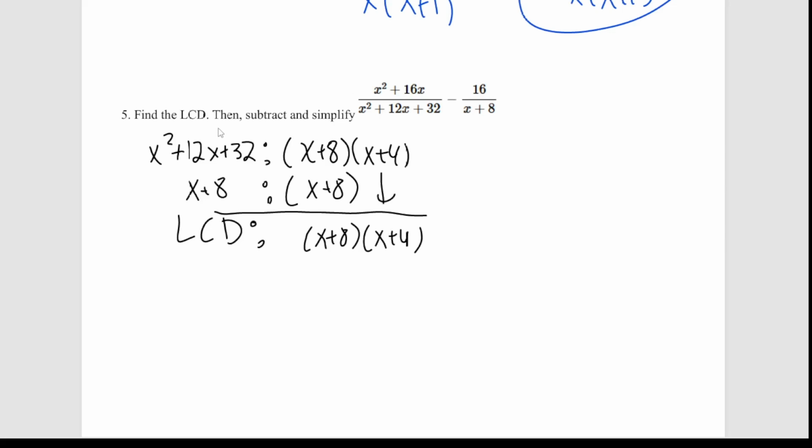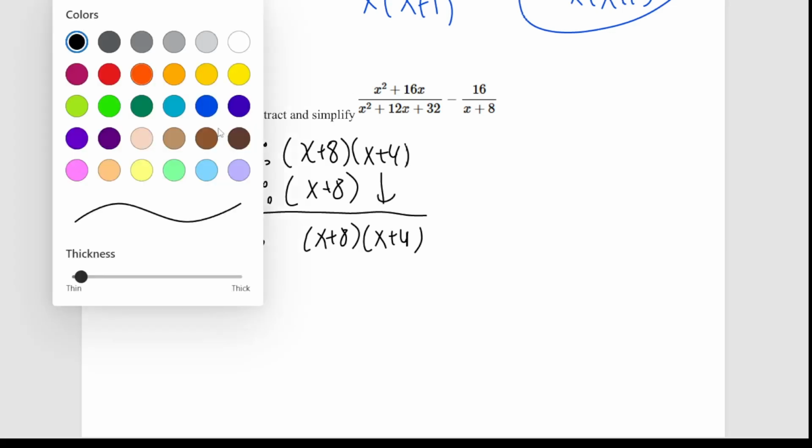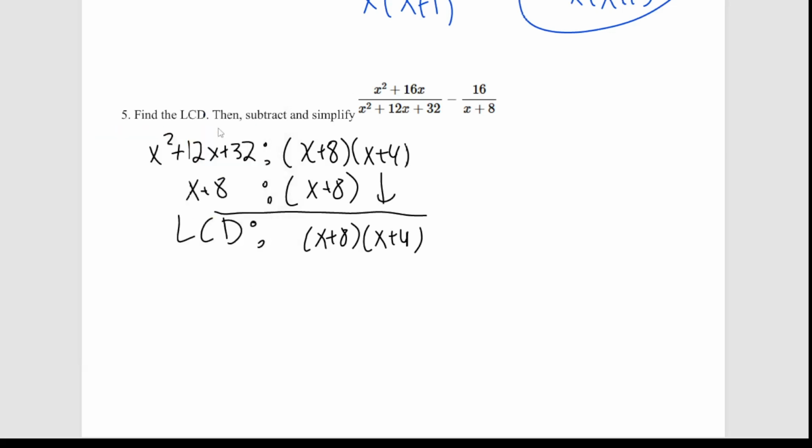Our first fraction is already over x plus 8 times x plus 4, but I might find it helpful to also factorize its numerator. So if I factorize the numerator, x squared plus 16x, that has a greatest common factor of x. X squared divided by x leaves us with x. 16x divided by x leaves us with plus 16, all over x plus 8 times x plus 4.